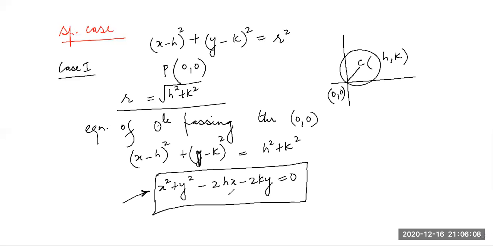x square plus y square minus 2hx minus 2ky is equal to 0 is the equation of the circle passing through origin. Passing through origin. Okay, that's great.